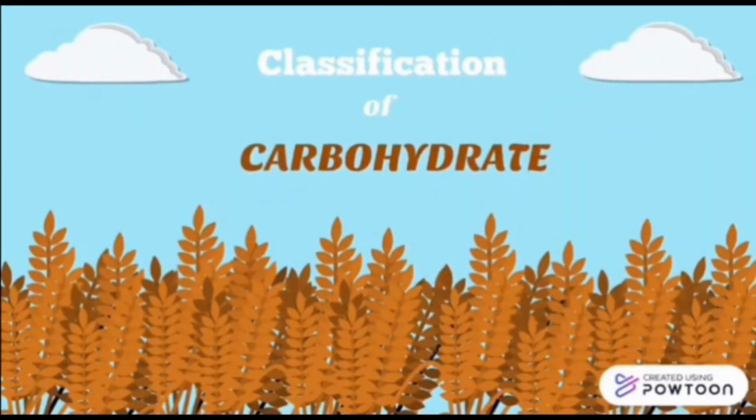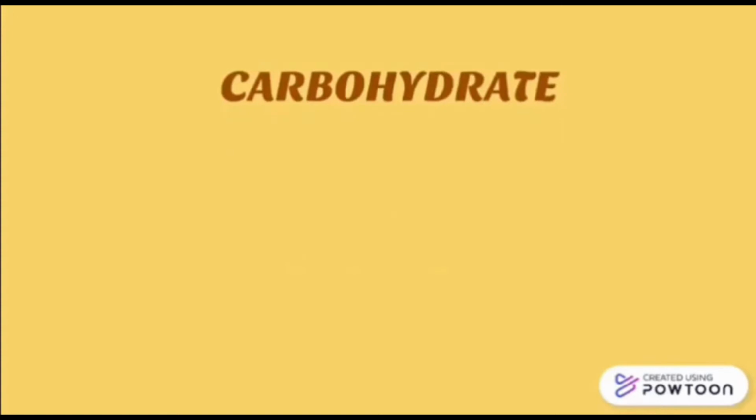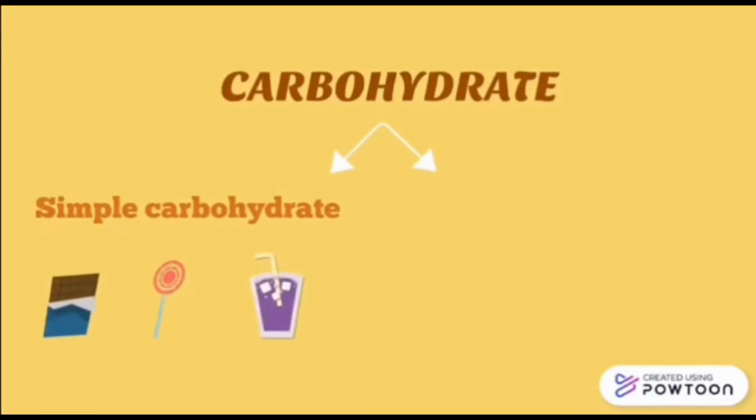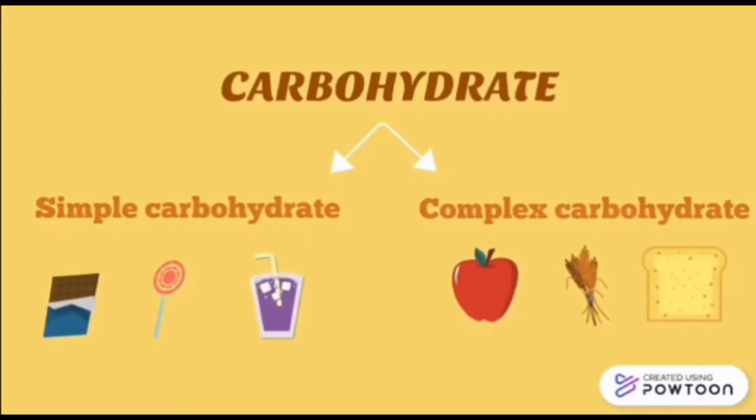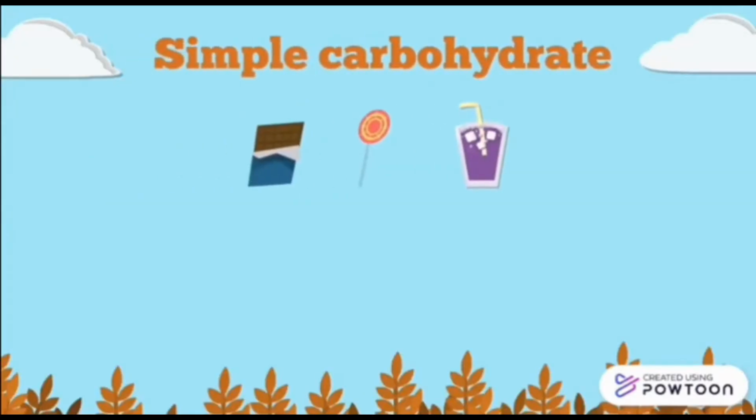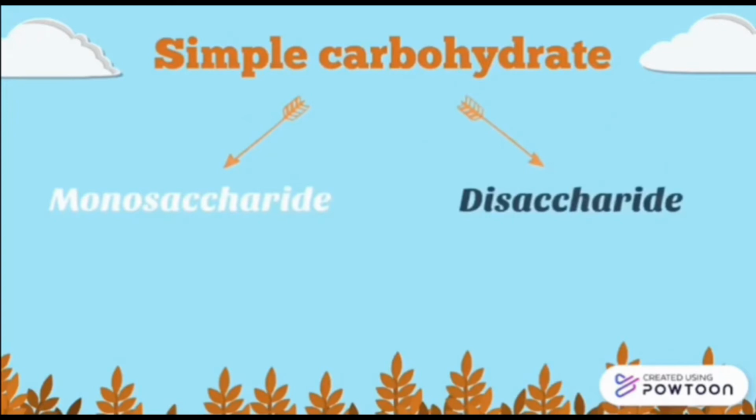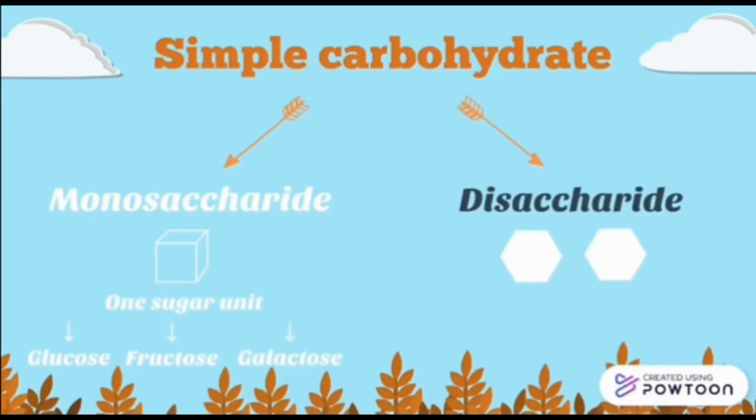Classification of carbohydrate. Carbohydrate can be classified into two main types, which are simple and complex carbohydrate. The two types of simple carbohydrate are monosaccharide and disaccharide. The simplest sugar, monosaccharide, contains only one sugar unit such as glucose, fructose, and galactose. Combining two saccharides will form a disaccharide such as sucrose, lactose, and maltose.